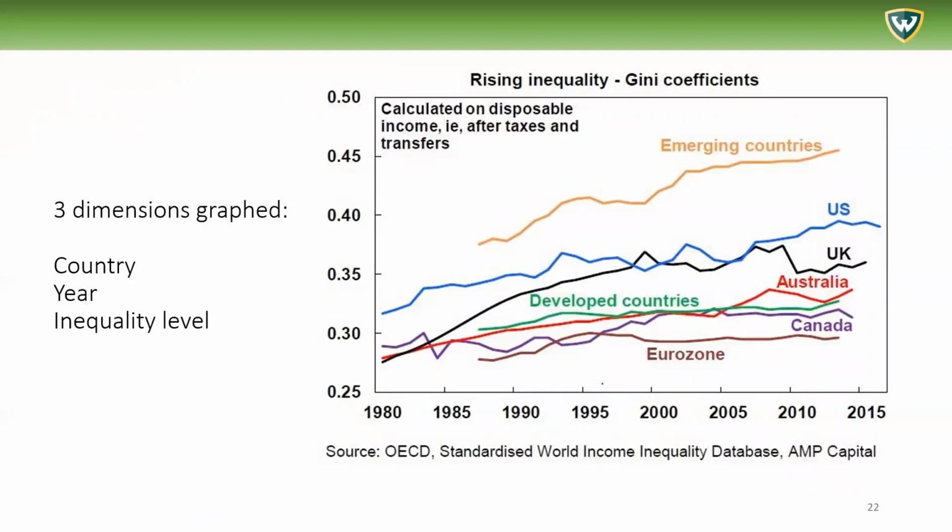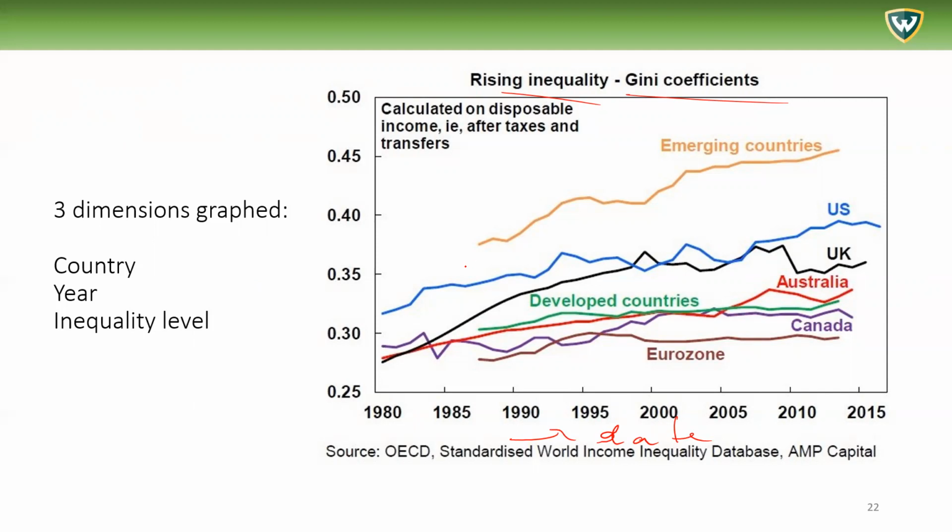And here we have three because we have the date. Notice it's years. It can be years, it can be weeks, it can be even hours or minutes. And then here we have rising inequality over time measured by Gini coefficient. So the higher the Gini, the greater the inequality. It's a measure of income inequality. So the higher, the more unequal the people in the country.